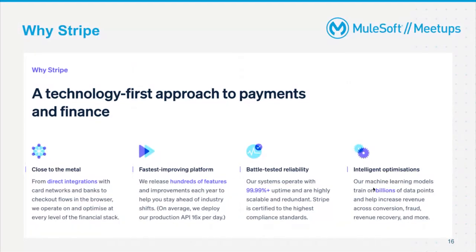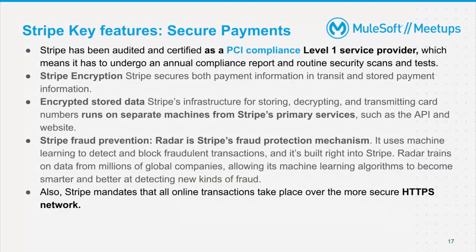Stripe also uses machine learning models for fraud detection and for increasing revenue across conversion. So they have all these things. Now we have talked about payments, but payment has to be secure. We can't use any platform without security, without compromising.